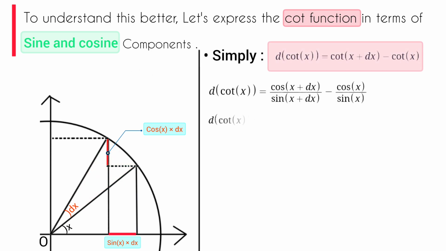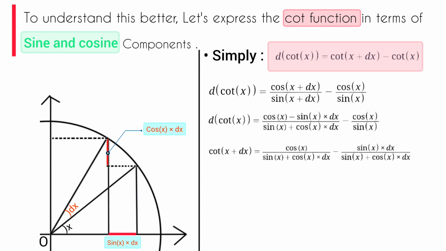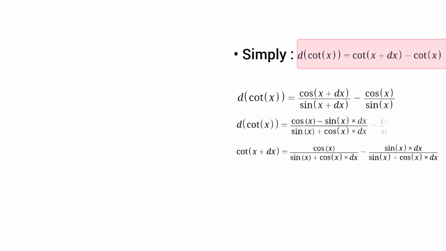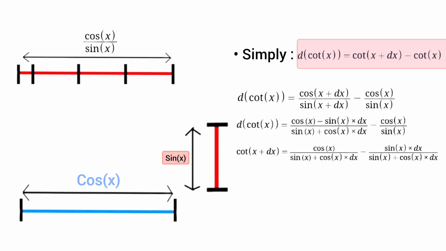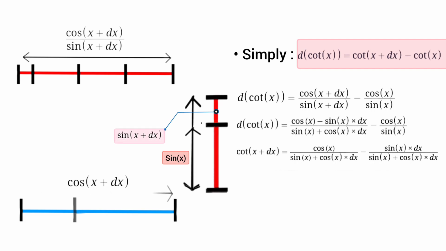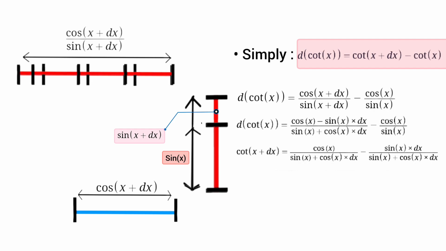Before we continue, let's simplify the equation a bit. This will make it easier to see what's going on. We can do this by representing all the cot functions in terms of sine and cosine. This will also give us a better geometric understanding of what the change in the cot function looks like. The cot function tells us how many sine components can fit into the cos component. So, for angle x plus dx, the sine component increases and the cosine component decreases compared to when the angle was x. But to see exactly how much it changes is a bit tricky.